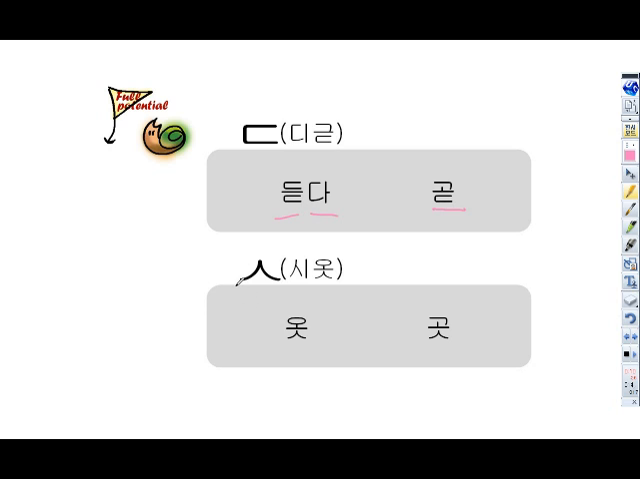This is 시옷. This one is interesting. When 시옷 is the last consonant of the syllable, it sounds like 디귿. So, even though we write like this, 곧, 곧, the sounds are alike.